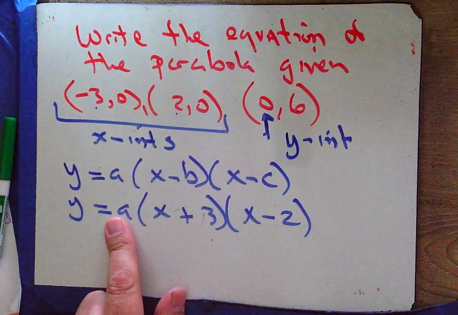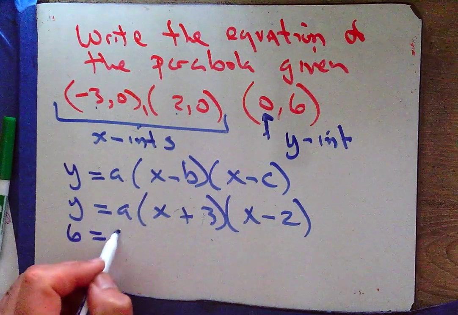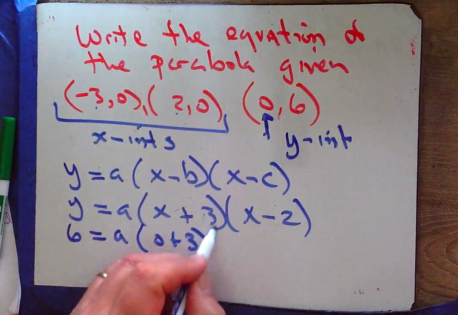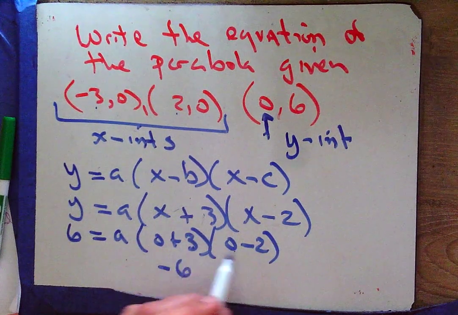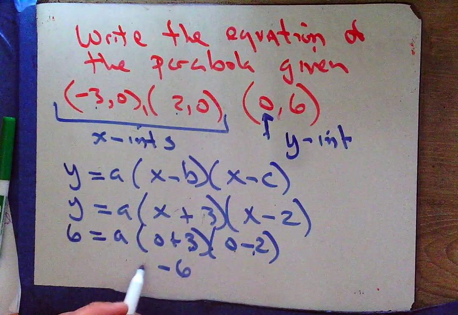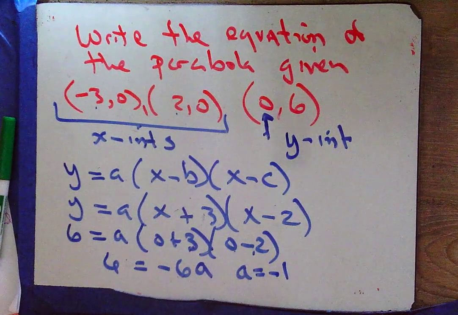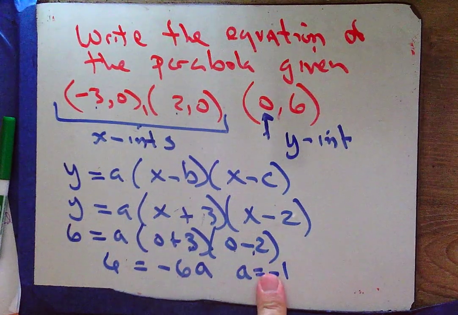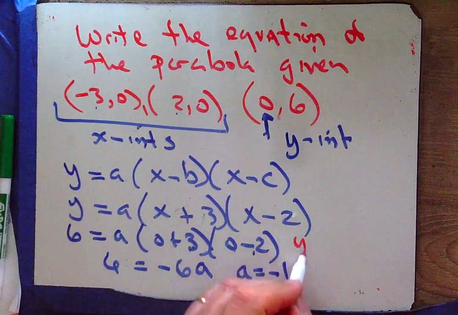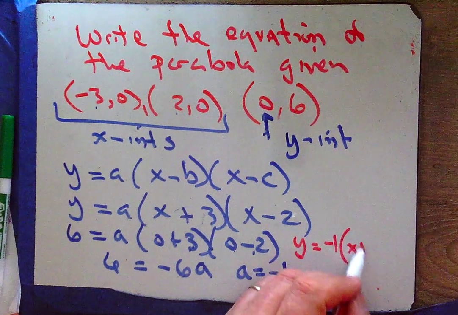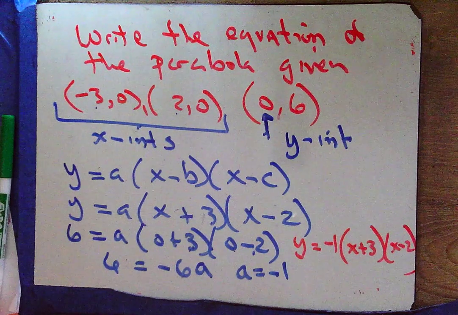How will I deal with that? Yes, I have to plug in that y-intercept. 6 equals a(0 plus 3)(0 minus 2). So I get -6a because this is 3 times -2. So a equals 6 divided by -6, and so a equals negative 1. Again, not done yet. Got to plug that negative 1 back in. So my equation here is going to be y equals negative 1(x plus 3)(x minus 2). Ta-da!